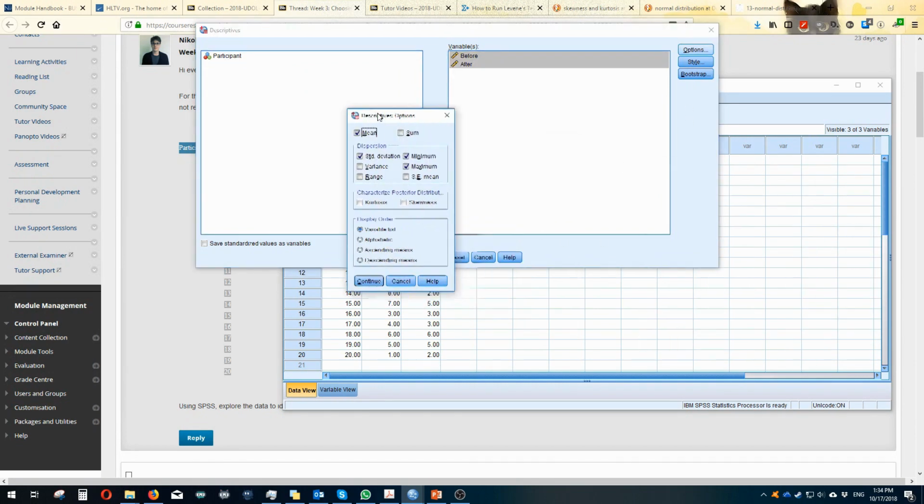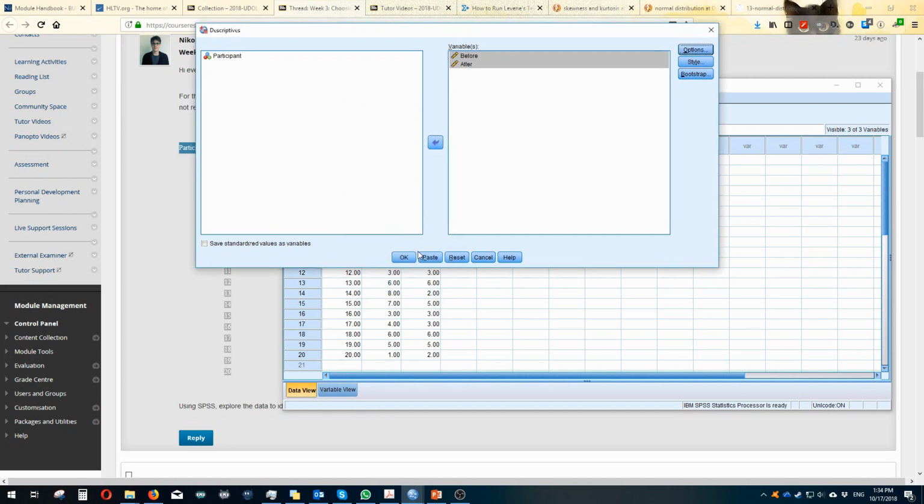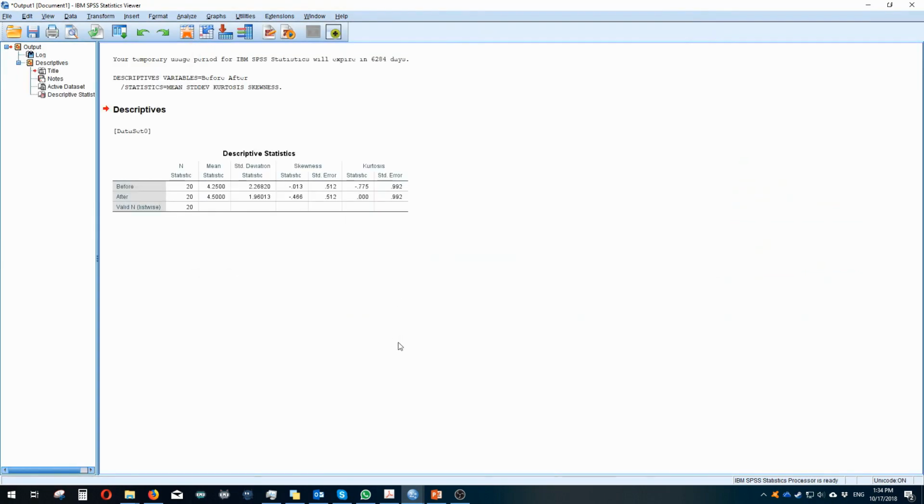Choose our options over here. We want kurtosis and skewness, as well as our mean and standard deviation. Don't really need minimum and maximum at the moment. Really just focusing on our kurtosis and skewness. I'll explain why in a bit. Then we'll save. Alright, so that's our output.